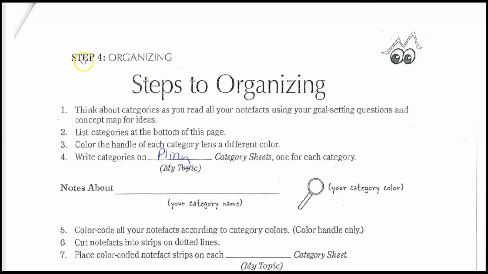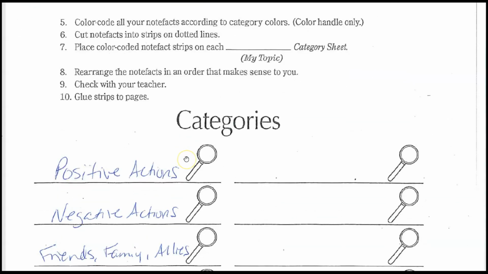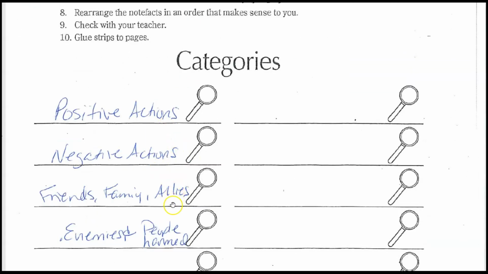Okay, in your packet after the note fact sheet, you'll find this sheet. Step 4, organizing, steps to organizing. Okay, on the sheet, your topic is the person you're researching, right? Are you researching Hannibal or Julius Caesar or Attila the Hun? Who are you researching, okay? And then you're going to scroll down here and you're going to see room for 4 categories. Ideally, you would have 3 and maybe kind of a miscellaneous category. But if you need to, you can do 4 categories, right?